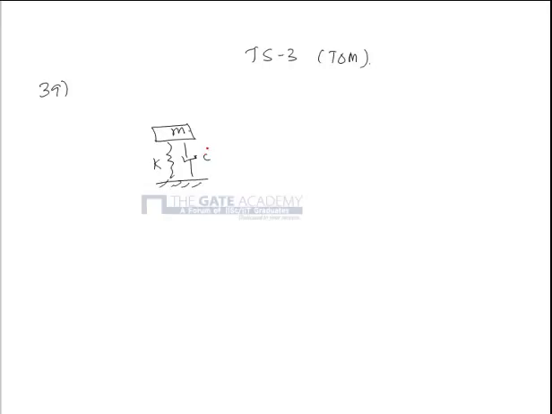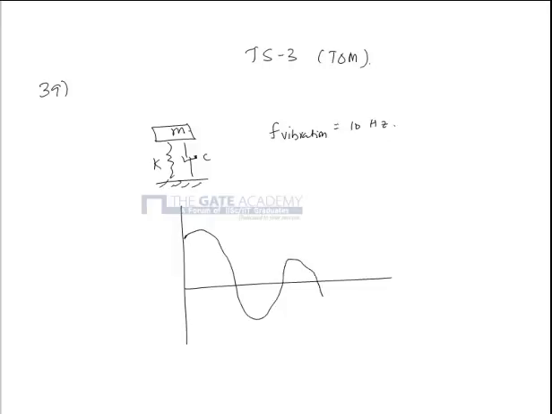where K is the spring constant, C is the damping. The frequency of vibration is given as 10 Hz. So instead of giving K, he has directly given the frequency of vibration. Now if you set this into motion, the response of a spring mass system with a damper in the underdamping case will be something like this. The amplitude decreases for a period of time.